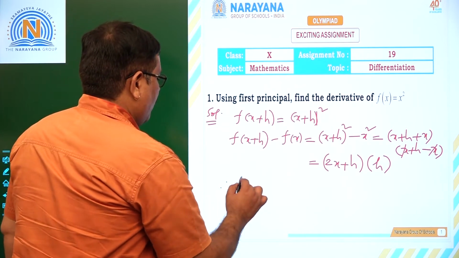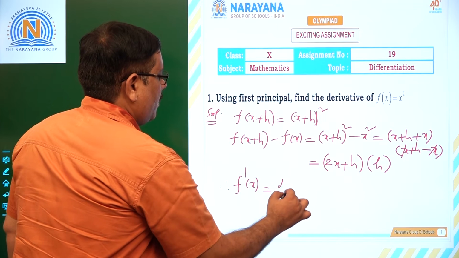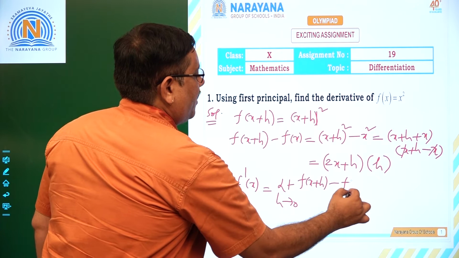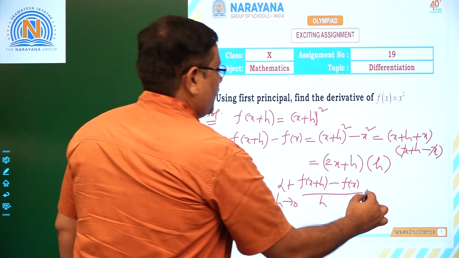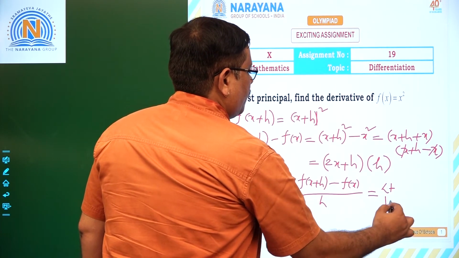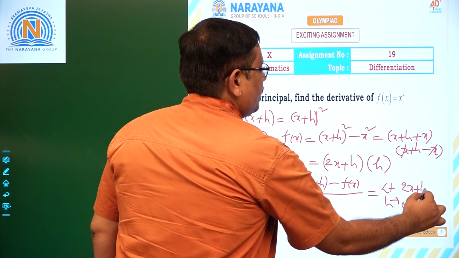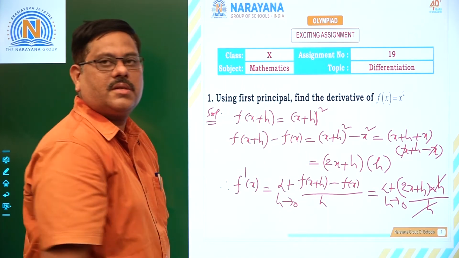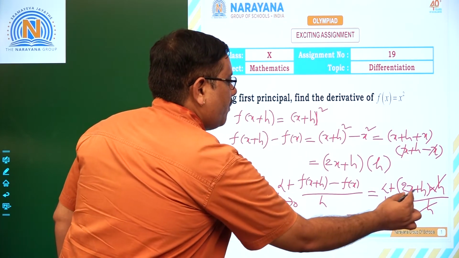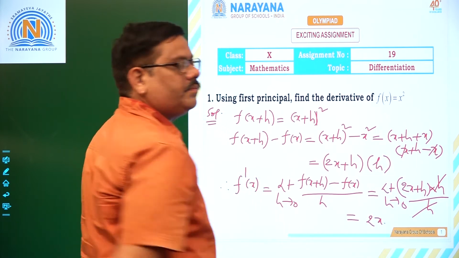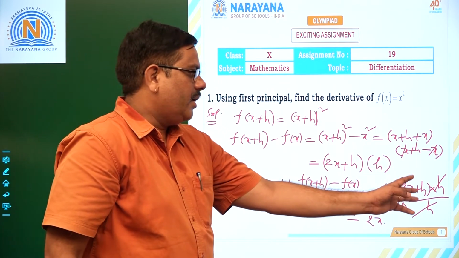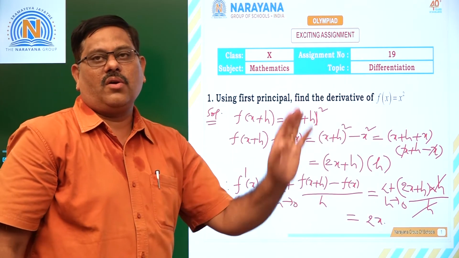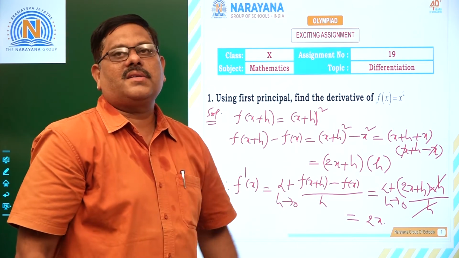Now, therefore, f dash of x is equal to what to write? Limit h tends to 0 of f of x plus h minus f of x, by h. That is nothing but limit h tends to 0 of (2x plus h) into h by h. This h and this h cancel. Now we can apply limit directly. If you write h as 0, that becomes 2x. If there is no indeterminate form or undefined form, you can directly substitute h as 0. In limits we have studied it as the direct substitution method.